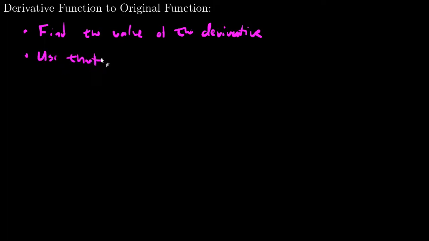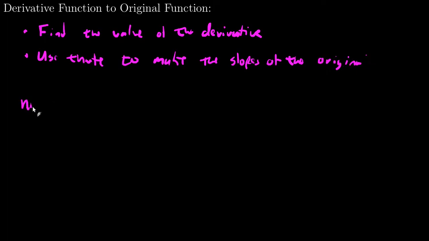Now let's look at the other way. So what if I have the derivative function, I want to get back to the original function? So in this case, let's say, I find the value of the derivative, and then I'm going to use that to make the slopes of the original. So it's the exact opposite.